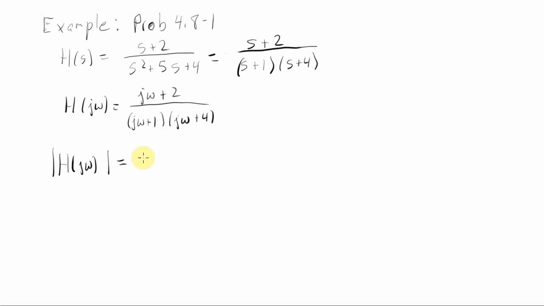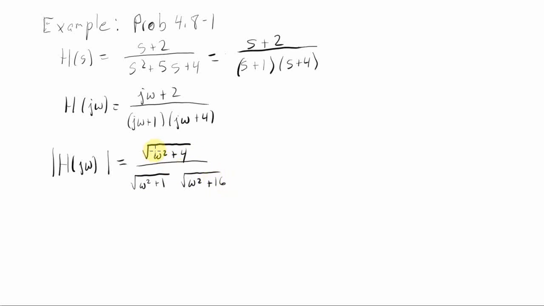The magnitude of a product of complex values is the product of the magnitudes. So for the numerator, the square root of the sum of the squares, or omega squared plus 2 squared, or 4. And then similarly for the denominator terms, the magnitude of j omega plus 1 is the square root of omega squared plus 1 squared. And then for this last term I have omega squared plus 4 squared, or 16.